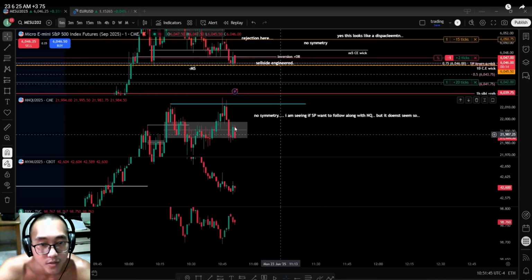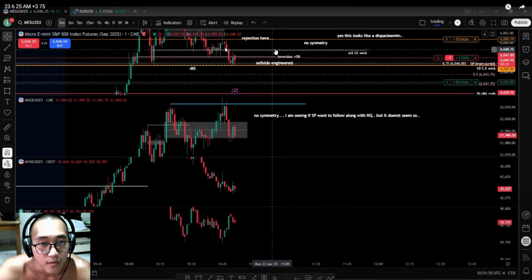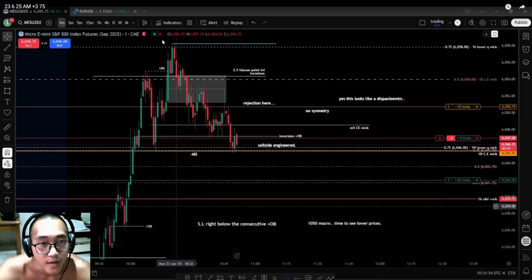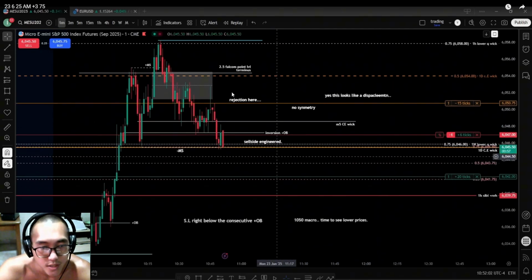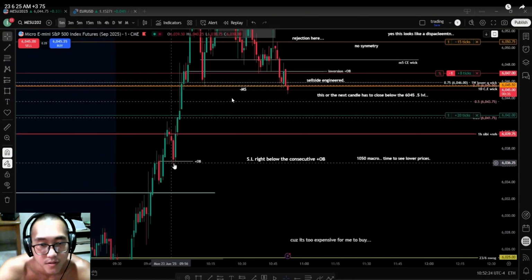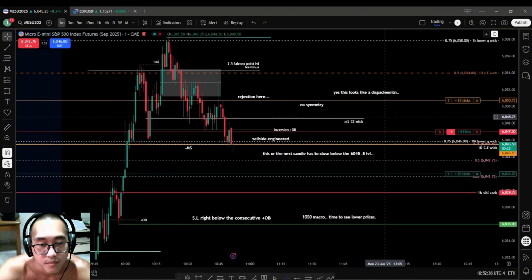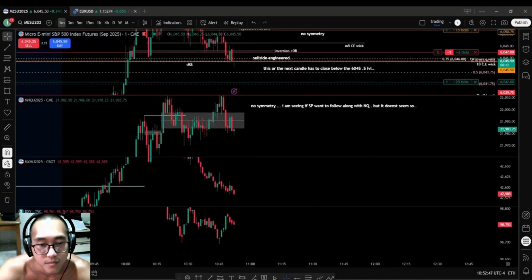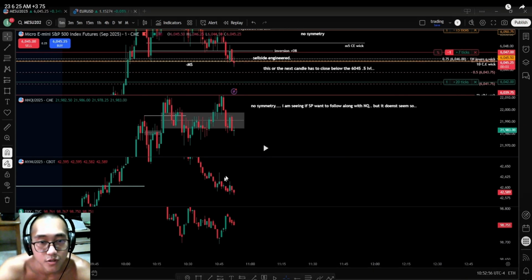And basically what I see was that, okay, Nasdaq also formed this CB, and S&P also formed this CB. When Nasdaq cleared the high here, S&P formed lower highs also, so Nasdaq and S&P are looking a bit more firm to the downside.